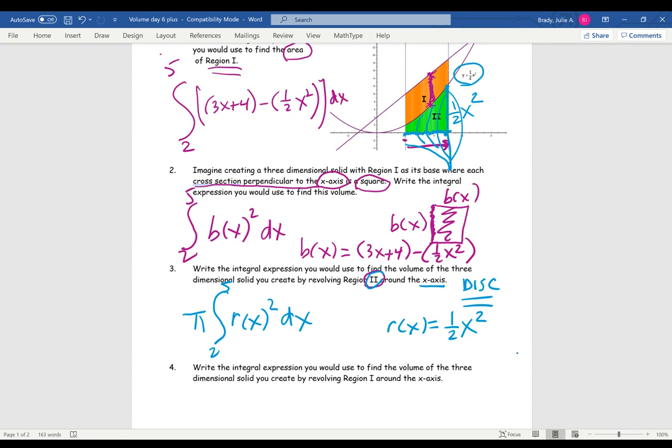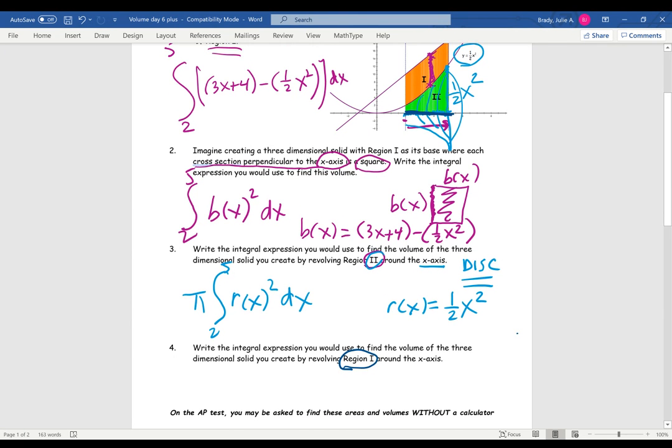Okay, so what we're going to do is we're going to take region 1 around the x-axis. And can you see like the x-axis does not touch it? And so we know as we rotate, we're going to have a hole. And we're going to use the washers. People use radius in, radius out, but I really like to just do little radius and big radius.